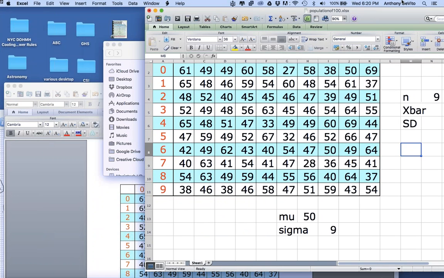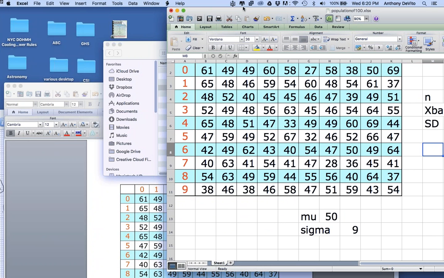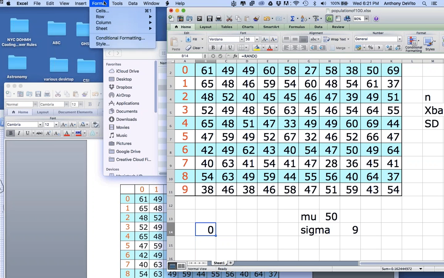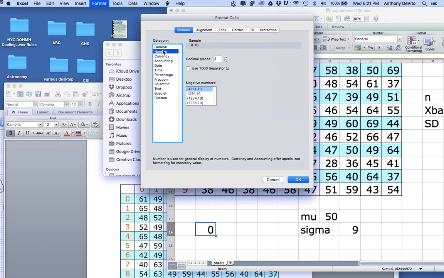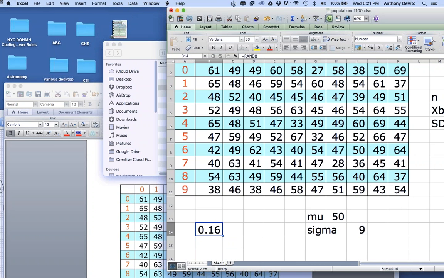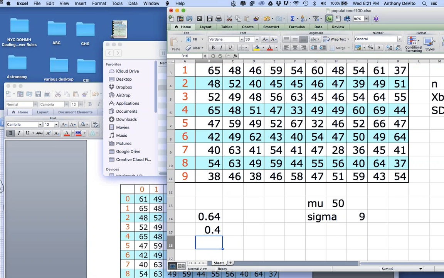One method to do that is to use a program like Excel. Excel has a random number generator, equals RAND, parentheses, close parentheses. It's going to generate a random number between 0 and 1. Actually, it came up 0 because I've got the cell formatted for no decimal places. Now it's 2, so it really came up 0.16. If I did it again, it comes up with 0.4.